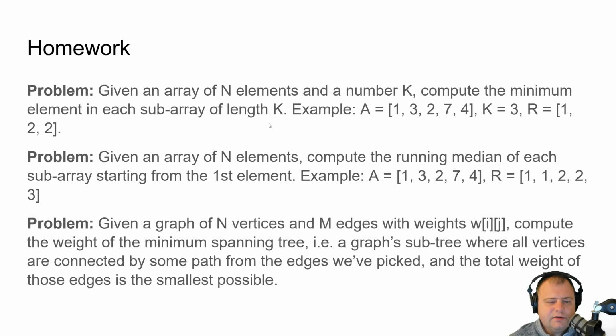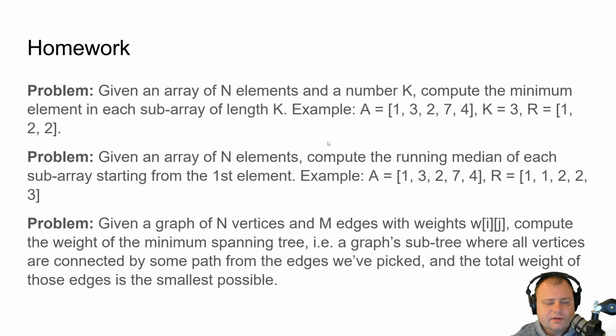Another problem: given an array of n elements, compute the running median of each prefix starting from the first element, or the zeroth element. For example, if a is 1, 3, 2, 7, 4, then we get 1, 1, 2, 2, and 3. Note that I'm picking the smaller of the two median elements when selecting the median for even lengths. Sometimes you need to select the average, so you need to clarify what it is in the case of even numbers of elements.